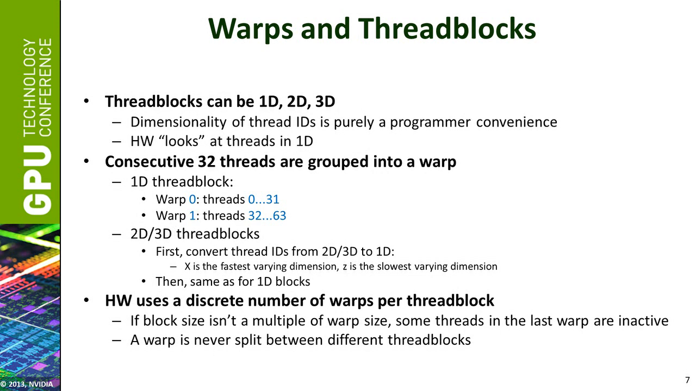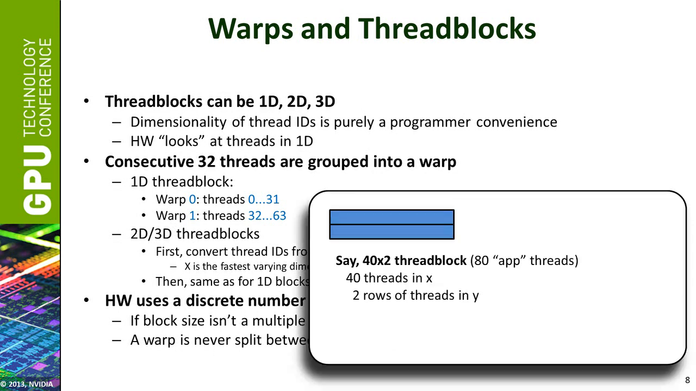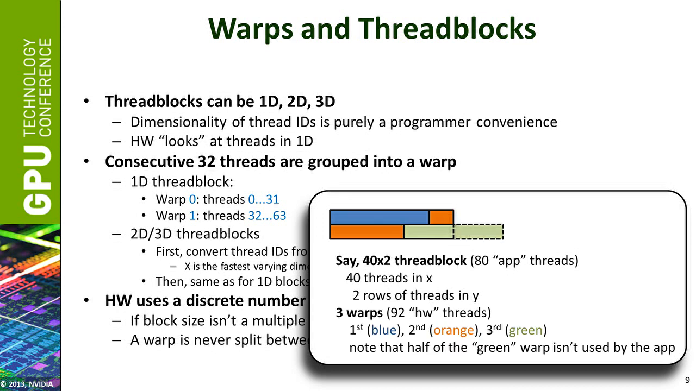Another important thing to realize is that whenever you launch a thread block, the hardware will always allocate a discrete number of warps for it. Say we launch a two-dimensional thread block whose dimensions from the application's point of view are 40 by 2. So you have 40 threads per row and 2 rows of threads, 80 threads in this thread block. Warp size is 32, so the hardware will allocate the smallest number of warps that has at least that many threads. At the hardware level, you will get 96 threads worth of resources, because you need at least 3 warps to contain 80 threads.